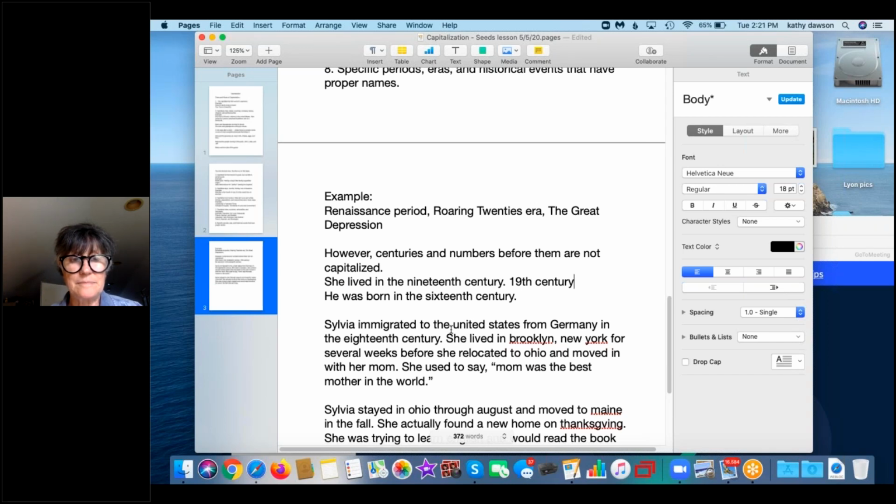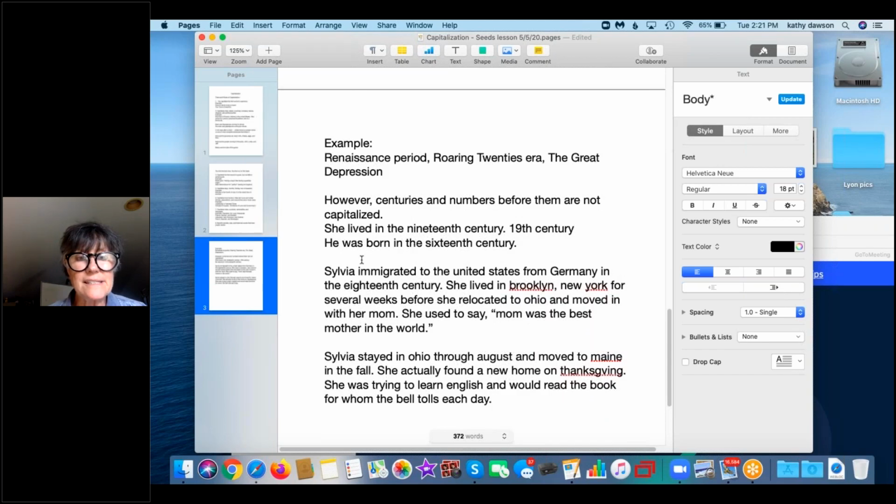Should I start where? You would start at Sylvia, right here. Okay, Sylvia. Should I read out loud? Uh-huh. I'm not really good at reading, but I practice, so I'll try. It says Sylvia immigrated to the United States from Germany in the 18th century. Stop there for a second. Are there any words there that you think need to be capitalized? Yes, the United States. Exactly. Very good. Thank you.